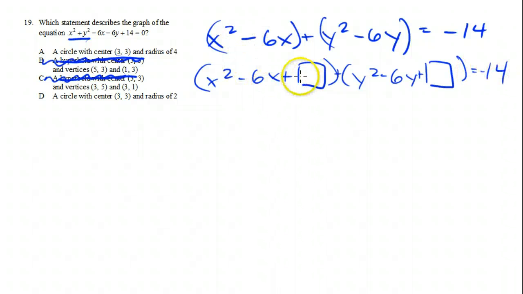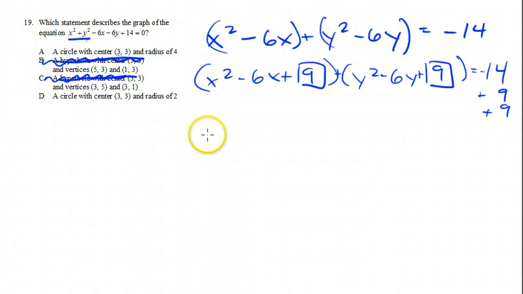So first, to complete the square, we take our b term, which is negative 6, divide it by 2, and square it. So 6 divided by 2 is 3, and then 3 squared is 9. Same thing here. 6 divided by 2 is 3, and 3 squared is 9. So what we add to one side, we add to the other. So since I added a 9 here, I have to add a 9 here also. And since I added a 9 here, I have to add another 9 here.